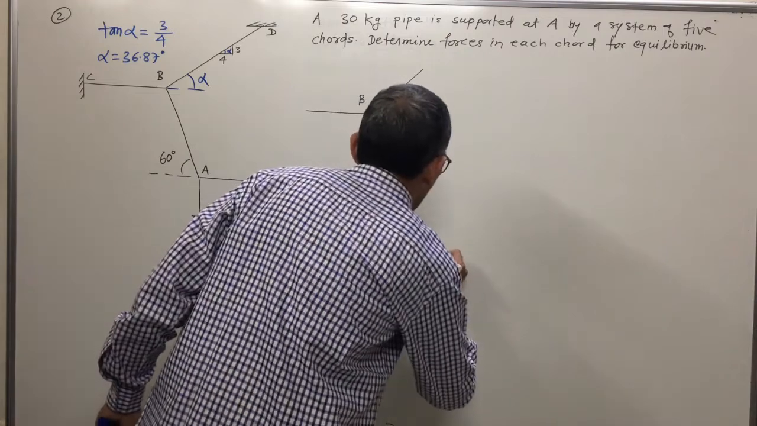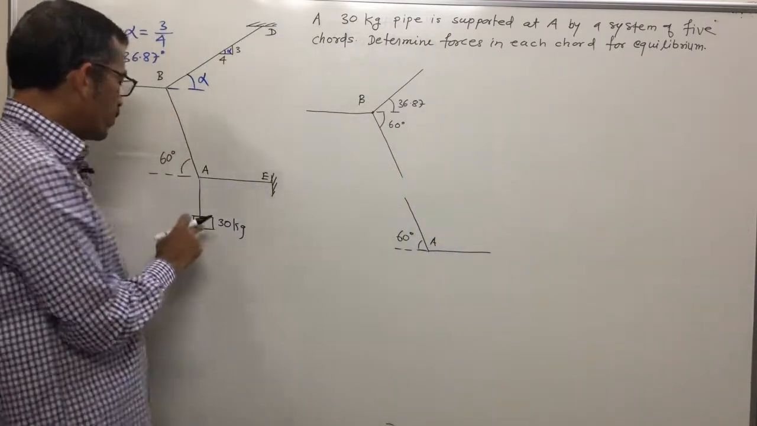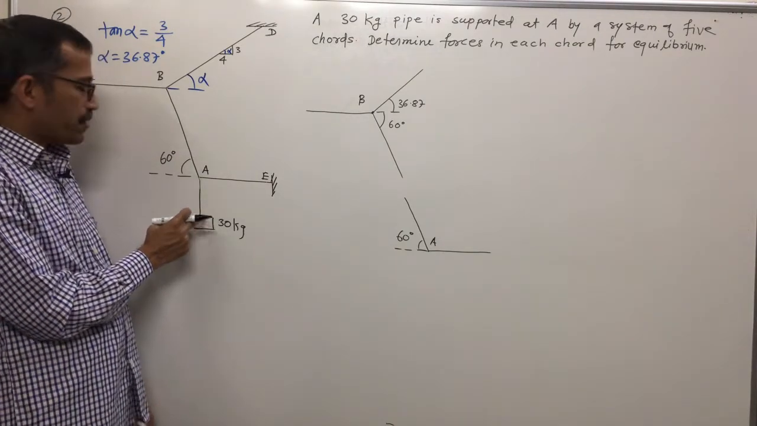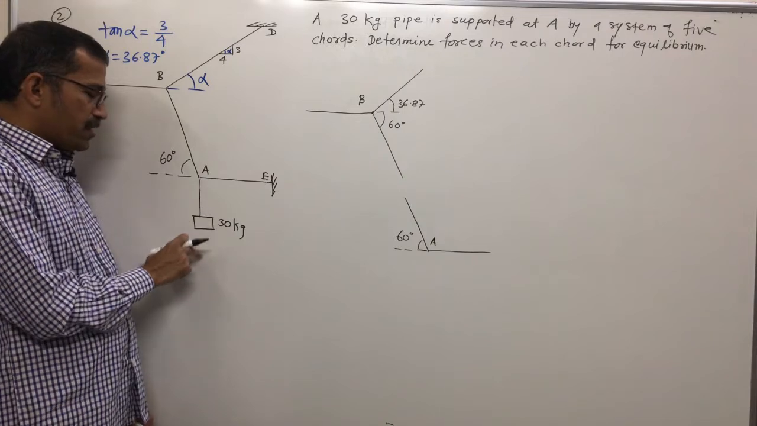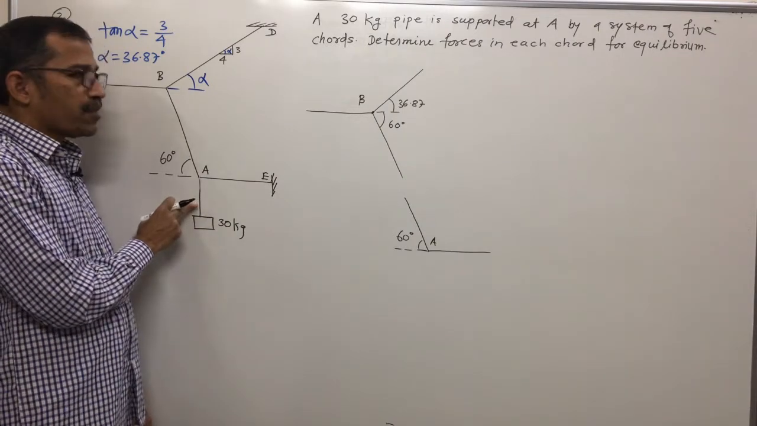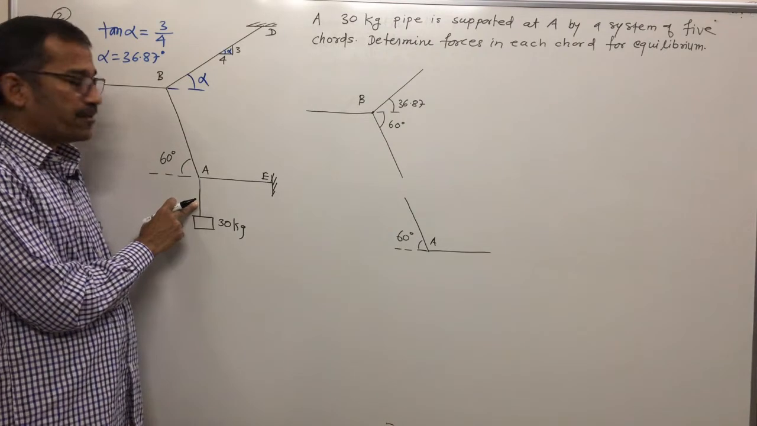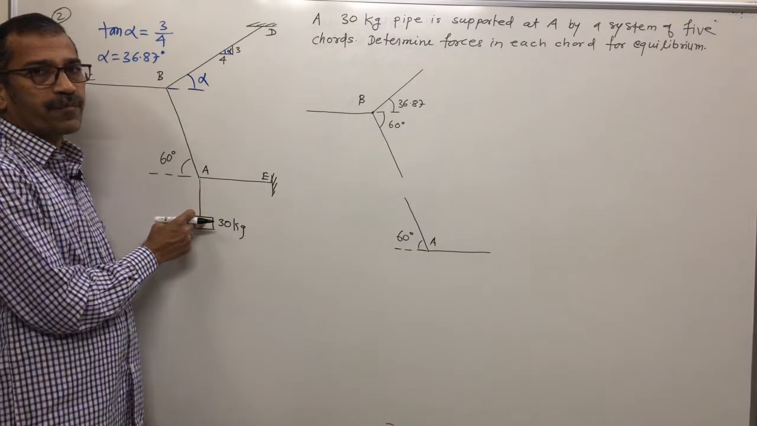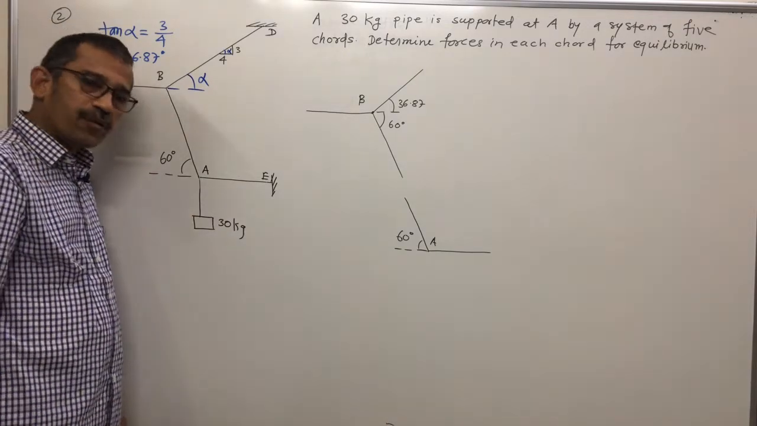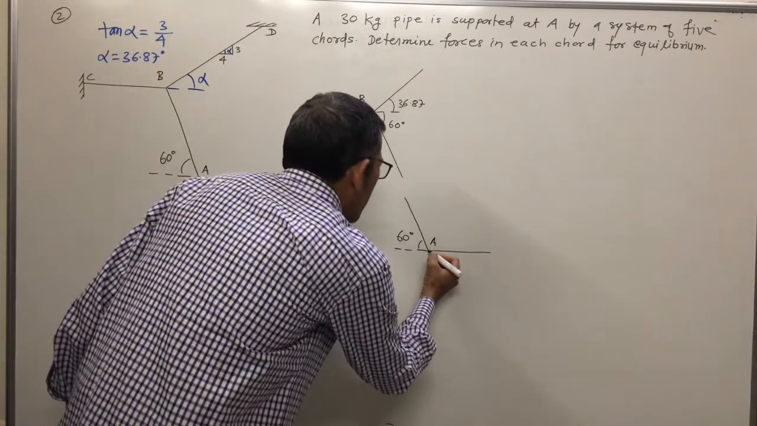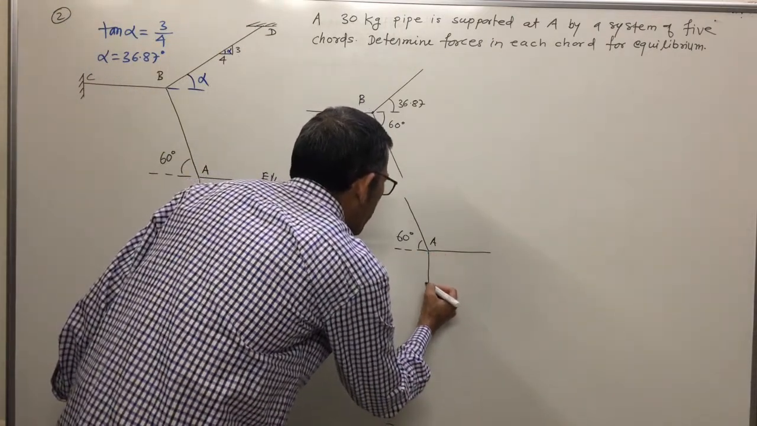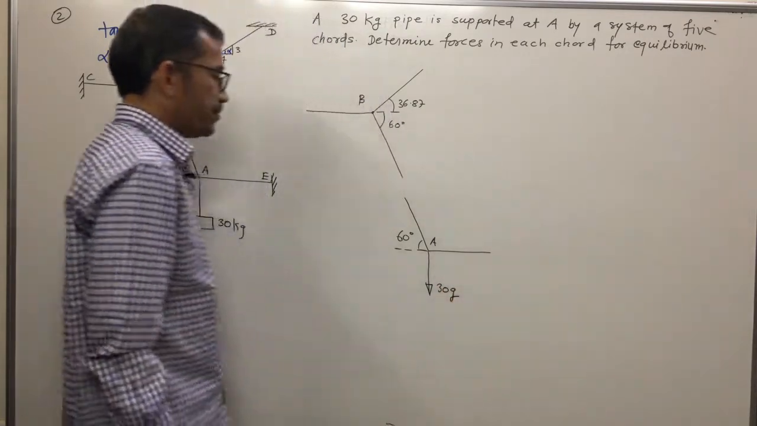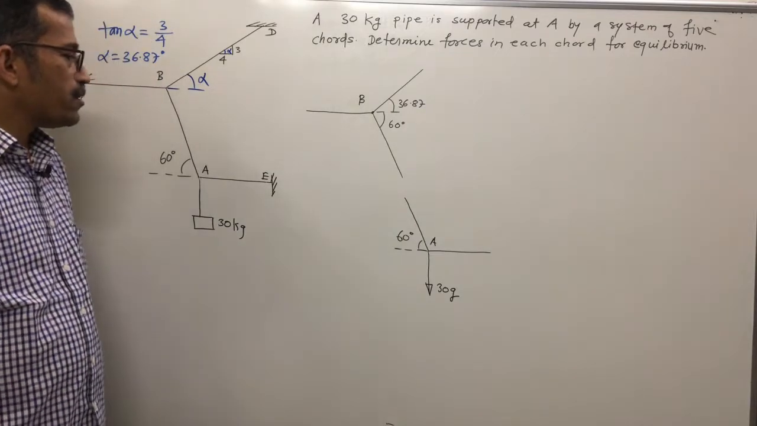AE is horizontal, and this is a cable. Now due to the mass of this pipe, the weight of this block acts in the downward direction. Due to the weight, this cable is subjected to tension. That means the tension developed is definitely equal to the weight of this body. Mass is given, so weight is M into G. The tension developed in this cable is away from A, and I will write 30 into G, mass into acceleration due to gravity.